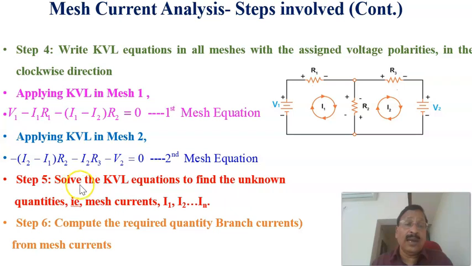For step 5, solve the KVL equations to find the unknown quantities, that is the mesh currents I1, I2 in these two loops. If there are n loops, we can calculate up to n. Step 6 is to compute the required branch currents from the mesh currents. As I told you, this branch current is the same as I1. This branch current is the same as I3. This branch current is the same as I2. And this current is the same as I1 minus I2. Like that, branch currents can be calculated once you get the mesh currents.